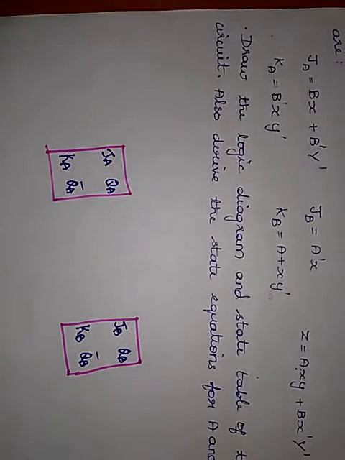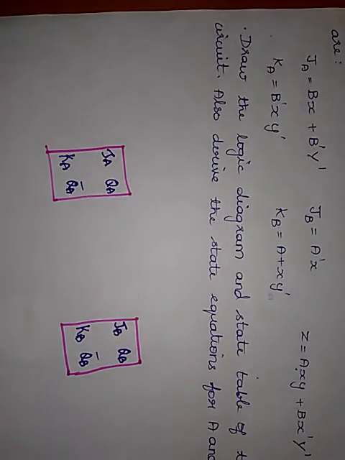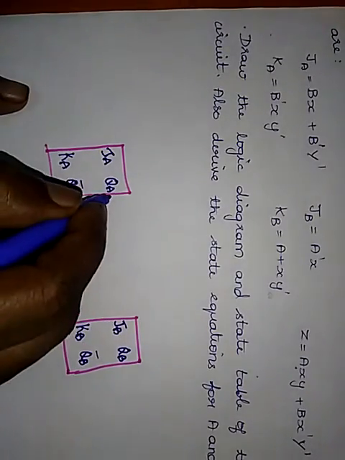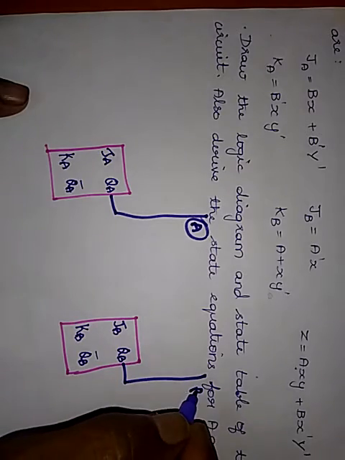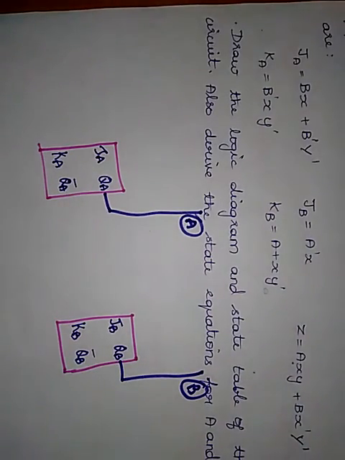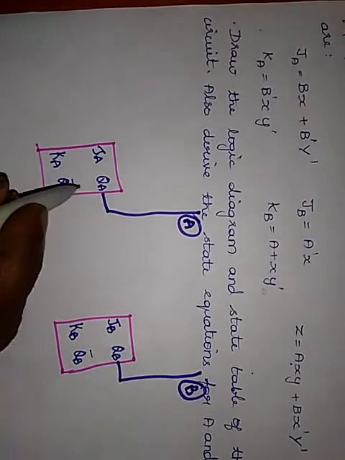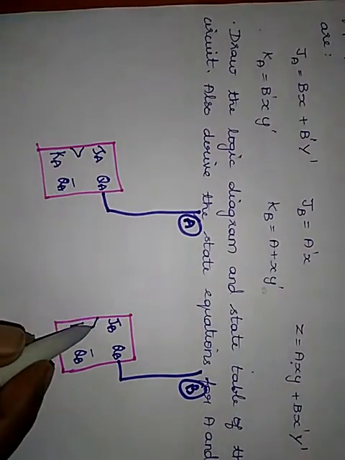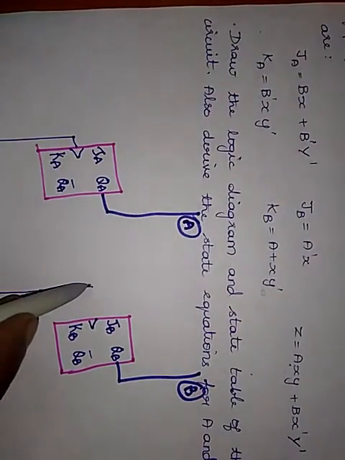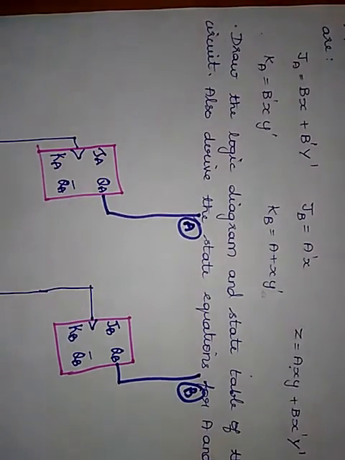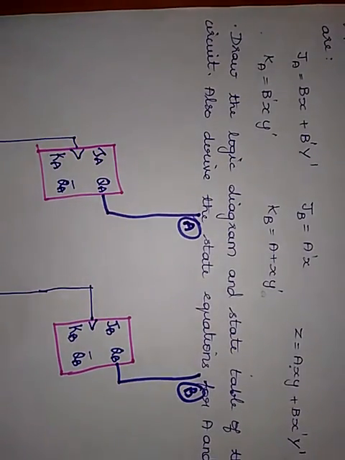So the output we take from A, QA, this is the output A. And this is output B. From flip-flop outputs. This we know. And both the flip-flops are clocked. It is a synchronous sequential circuit. So we have a clock, common clock. So here we have the clocking signal. This is the clock input.